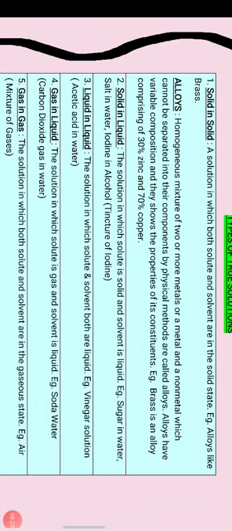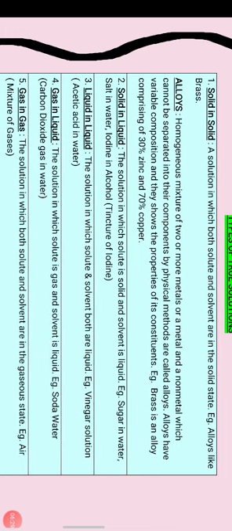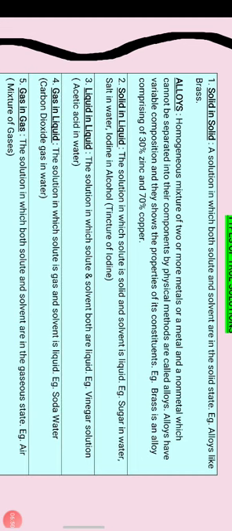The third type of true solution is liquid in liquid. The solution in which both solute and solvent are liquid. For example, vinegar solution. Vinegar solution we all use in making chow mein. That means sirka. This vinegar solution is prepared by dissolving acetic acid in water. Acetic acid is also liquid and water is also liquid. So that is the liquid in liquid type of true solution.